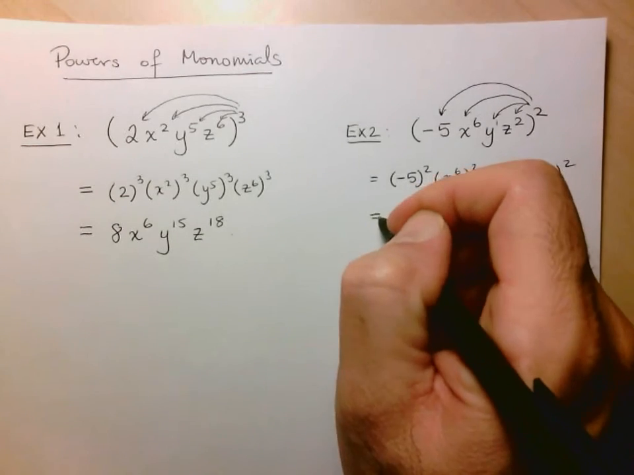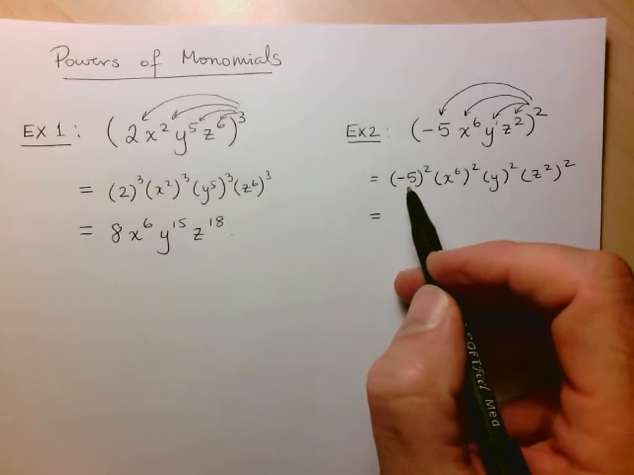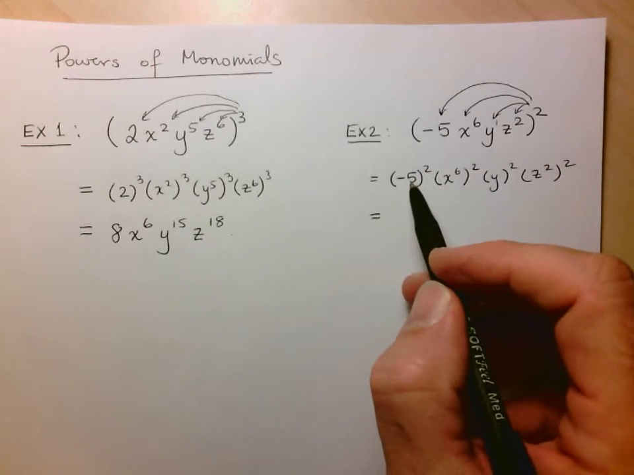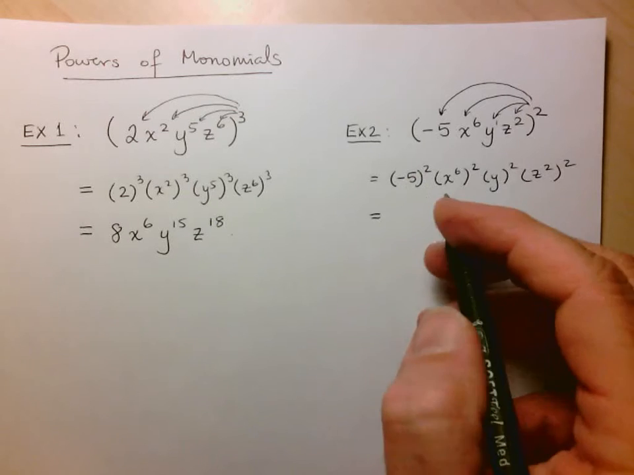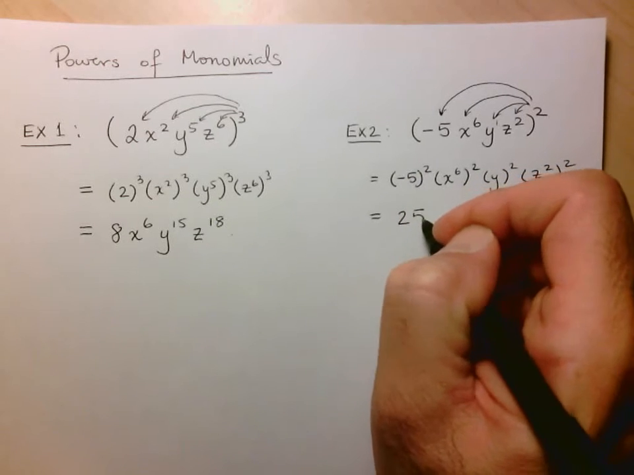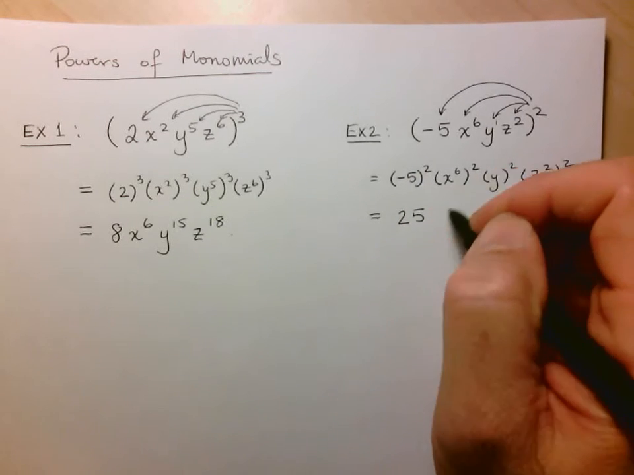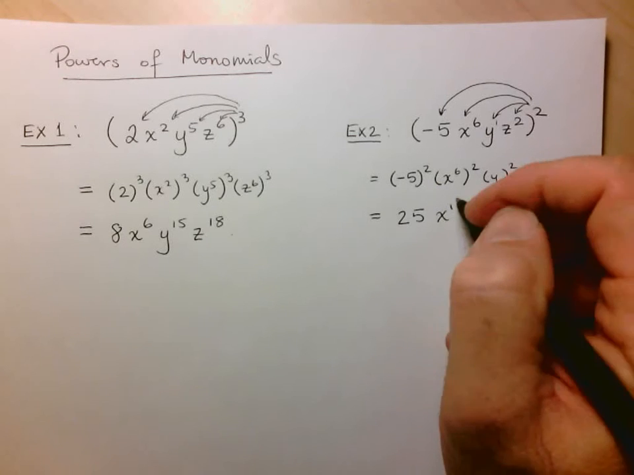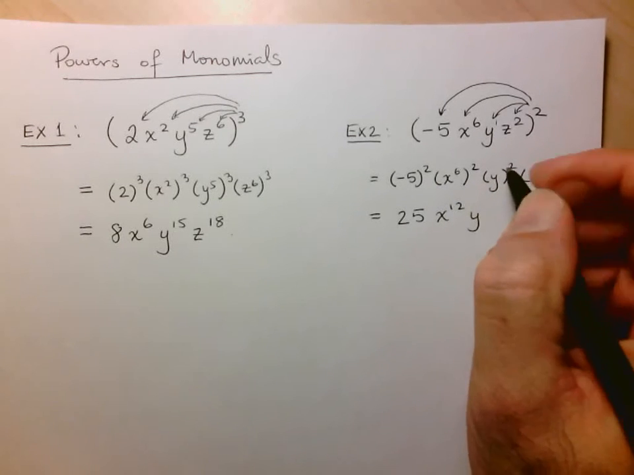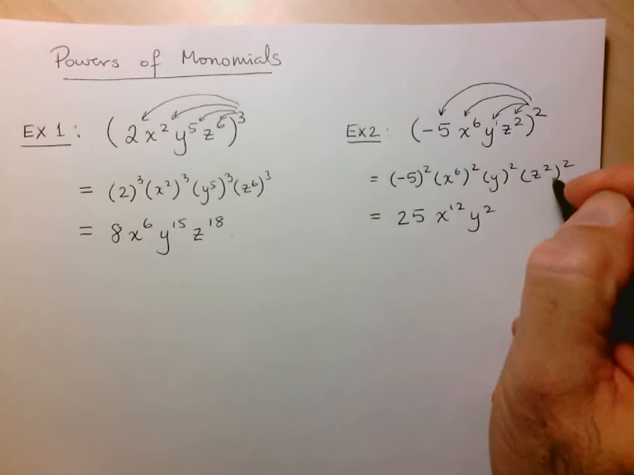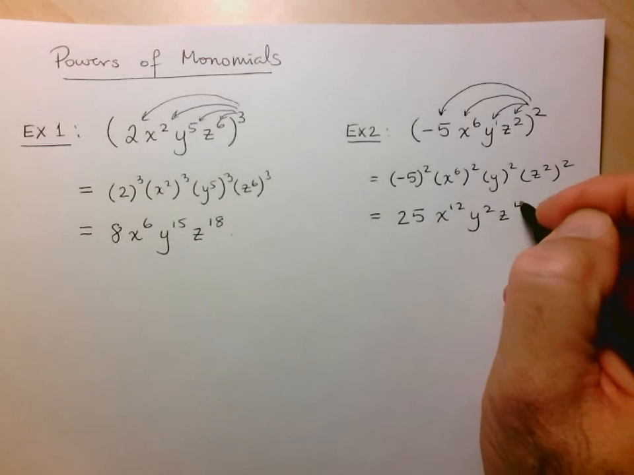The reason why it was important to use the brackets here is because the whole number is being squared, so negative 5 times negative 5 now gives us positive 25. And then here, 6 times 2 is 12, again using the third exponent law. Here, 1 times 2 is 2. And 2 times 2 is 4.